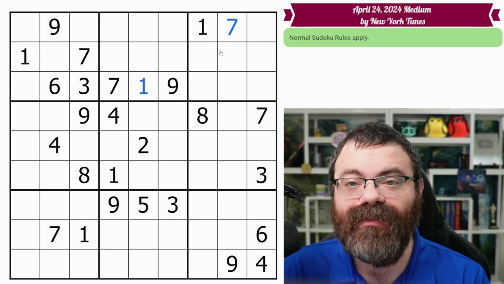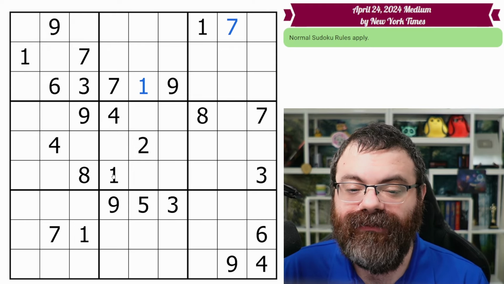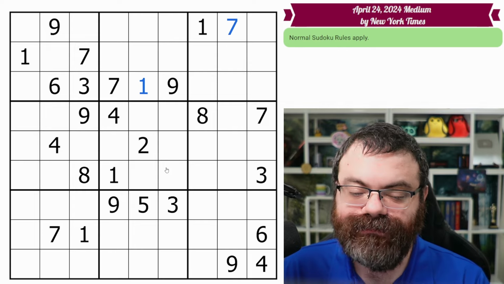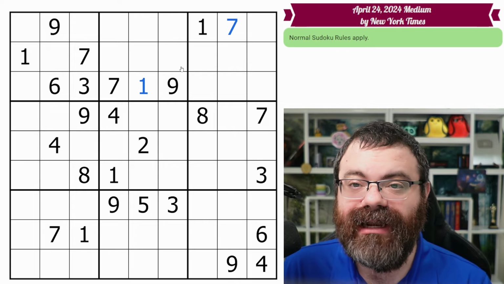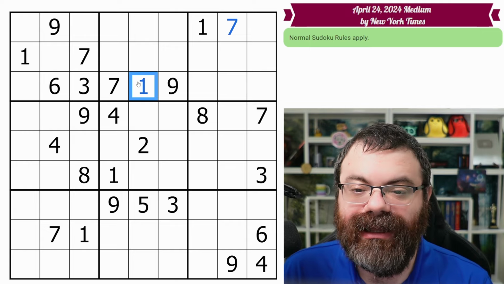If you were taking a more fluid approach, you may follow up on this 1 and this 7 vertically. And actually, you'd find quite a bit doing that. But we're trying not to get ahead of ourselves. And I'm going to go through step by step here in a more systematic way.